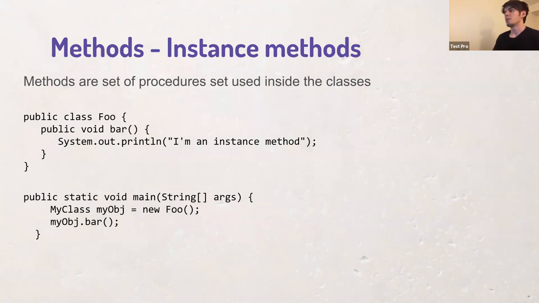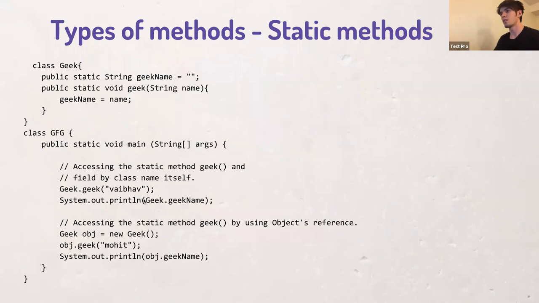The thing about instance methods is that they are used within the class. If you want to call an instance method, you will need to instantiate the class and call this method on the object. I'm going to show you a little bit more how it looks.